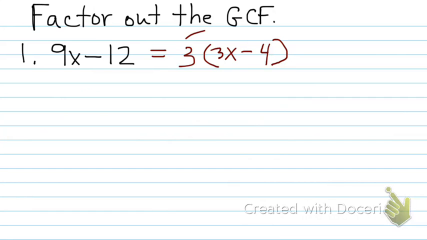Now notice we can check this by distributing. Remember, if we multiply, we should get back what we started with. And sure enough, 3 times 3x is 9x, and 3 times a minus 4 is minus 12. Another way to get the 3x minus 4 is to actually divide each of your terms by the GCF of 3. Notice 9x divided by 3 gives you the 3x, and 12 divided by 3 gives you the 4. Let's move on to the next problem.